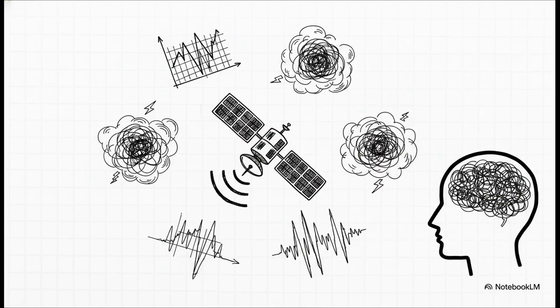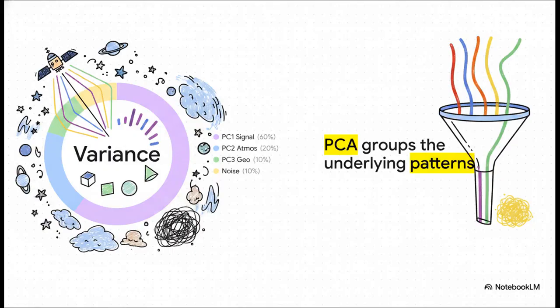You're tracking 6 specific variables: carrier to noise density, the multipath indicator, signal to noise ratio, elevation angle, ionospheric delay, and tropospheric delay. Trying to analyze all 6 of these fluctuating variables simultaneously to determine the health of the signal? That is a massive, headache-inducing task. But watch what happens when we run those 6 variables through PCA.